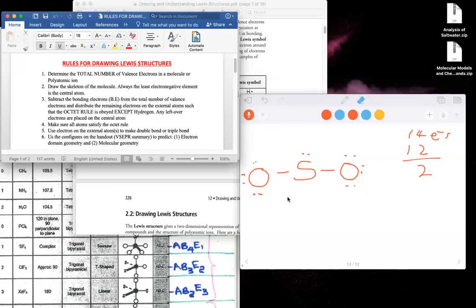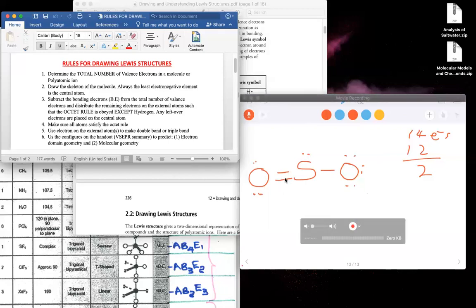So I'm just going to erase here and make a double bond on this side, and that is the Lewis structure for sulfur dioxide. I've ended up with a double bond, so I had to do the inspection.